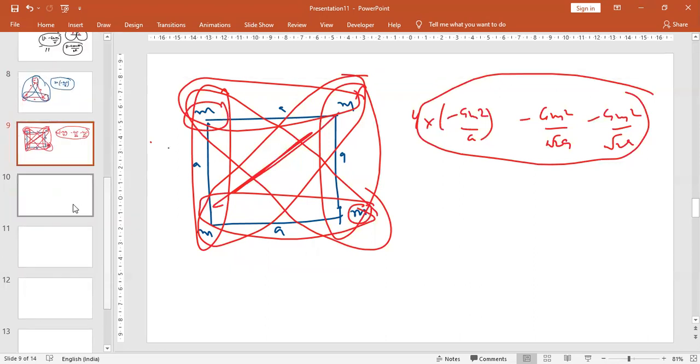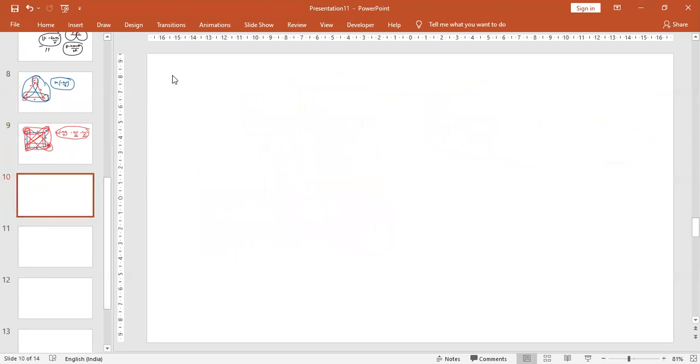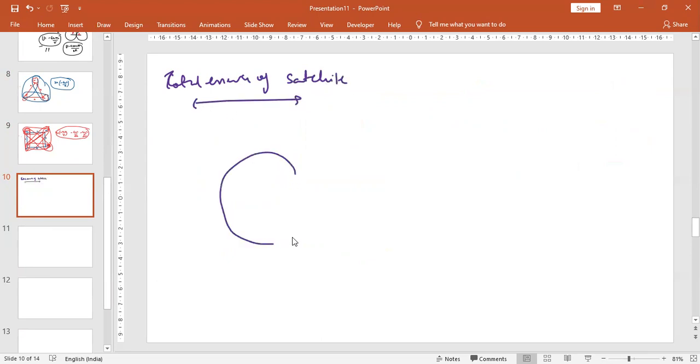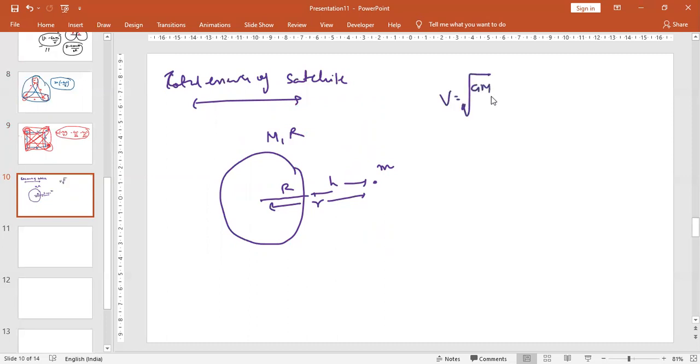Clear, sir. Okay, so again coming to the total energy of a satellite. What will be the total energy of a satellite? Suppose that we have a planet of mass M, radius R, and a satellite of small mass m, and suppose this is your radius R, this is your height h, and this is small r. We have already calculated that the velocity will be root GM by r.